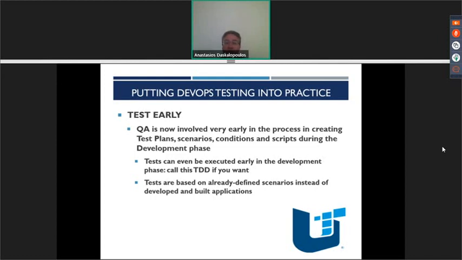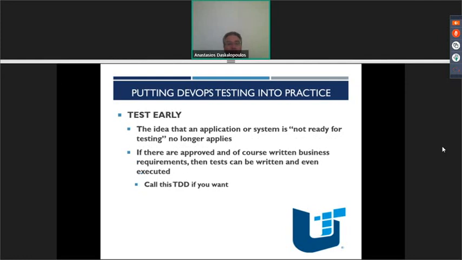So test plans, scenarios, conditions, scripts, everything, no matter what your company wants you to do as your plan as testers, you can do all of this as early as possible. Tests can be executed early in the development phase, and tests are based on already defined scenarios instead of developed and built applications. So from those scenarios that are based on the business requirements, you can start developing tests and not just wait for the system to be, quote unquote, ready for testing.